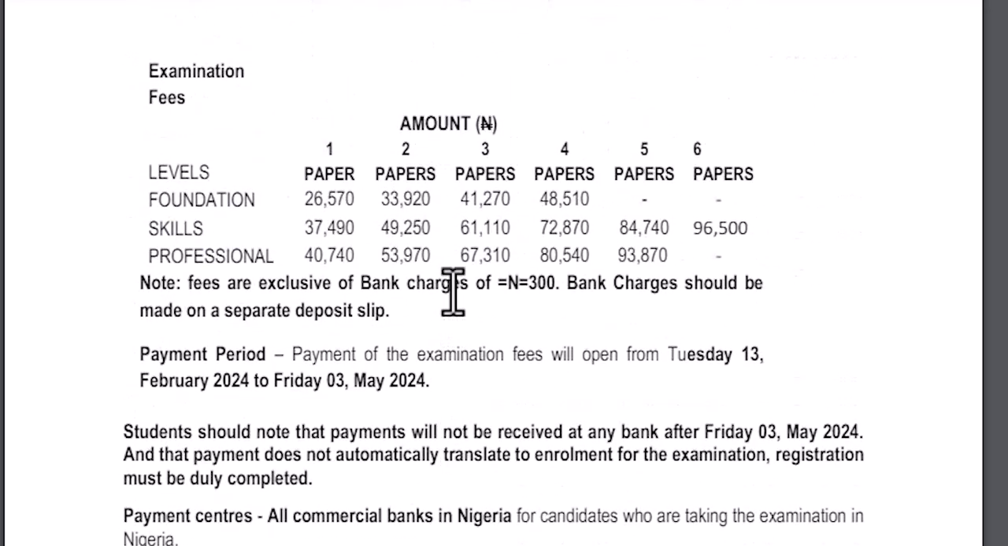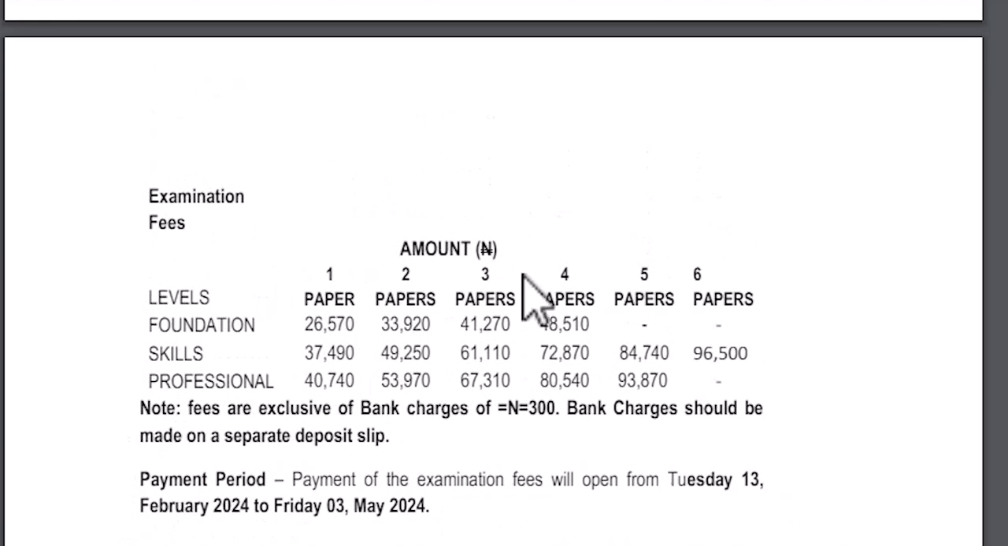In the adverts, you are going to see the prices for the various courses, and these prices tend to change, so it depends on when you are watching the video. The price may be different. These are the various prices for the papers that are being written in foundation, skills, and professional. The number of papers you are writing determines the amount of money you are going to pay.